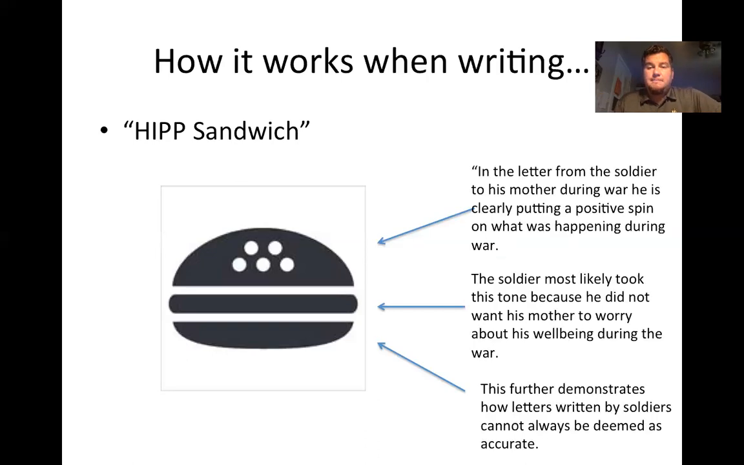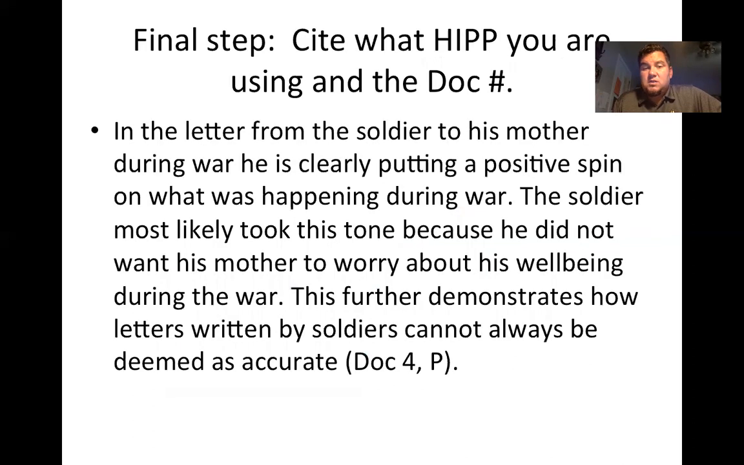On that note, here's an example. This is a generic example. In the letter from the soldier to his mother during war, he's clearly putting a positive spin on what was happening during war. The soldier most likely took this tone because he did not want his mother to worry about his well-being during the war. This further demonstrates how letters written by soldiers cannot be deemed as accurate. Now you put this all together, this is the same sentence as I had. When you were done, you would put doc for purpose. So the purpose of this is he does not want his mother to worry.